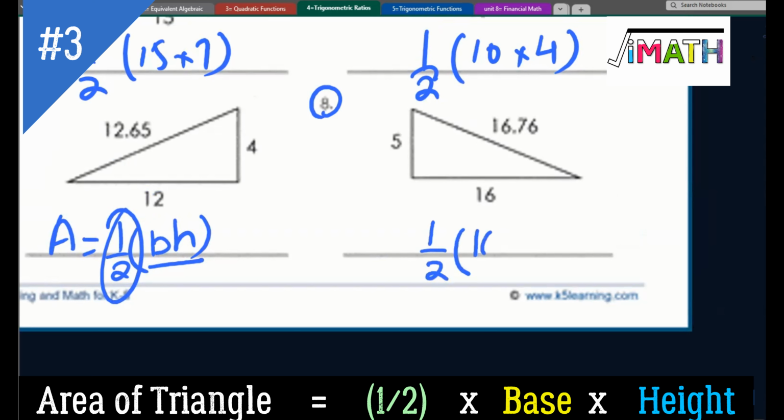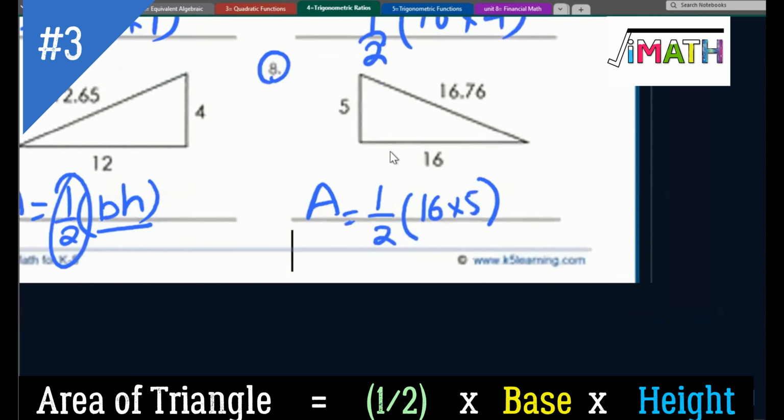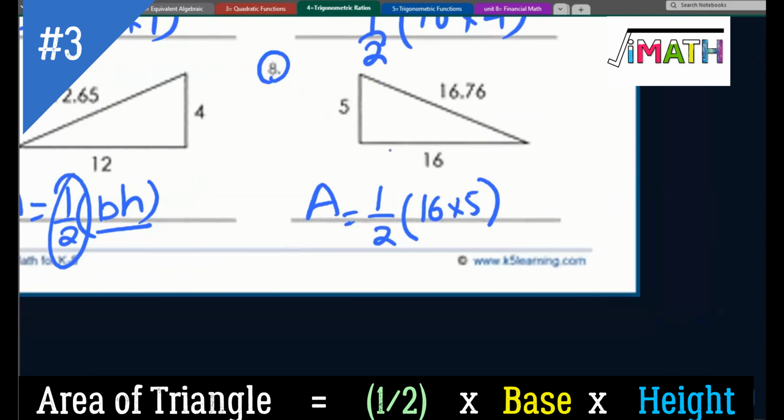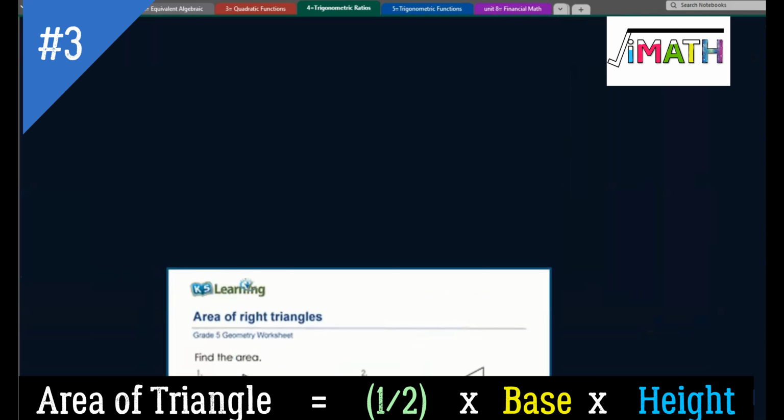Half of B H. Yeah, B is 16 and H is 5. Perfect. And then you can use your calculator. There is going to be the product first, and then you would be dividing it. Use the calculator with brackets.